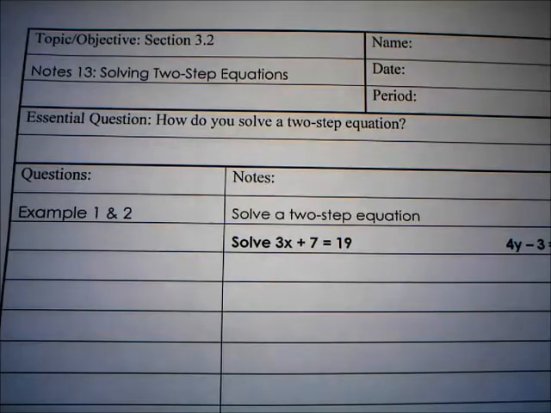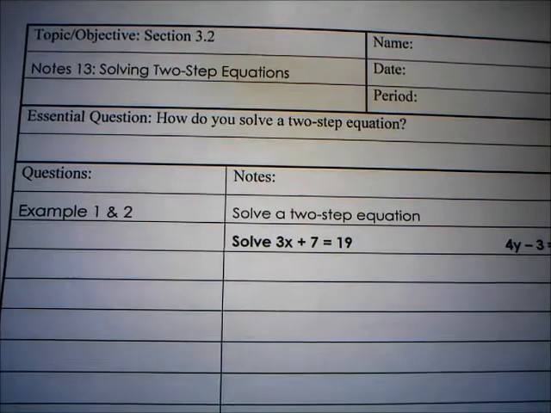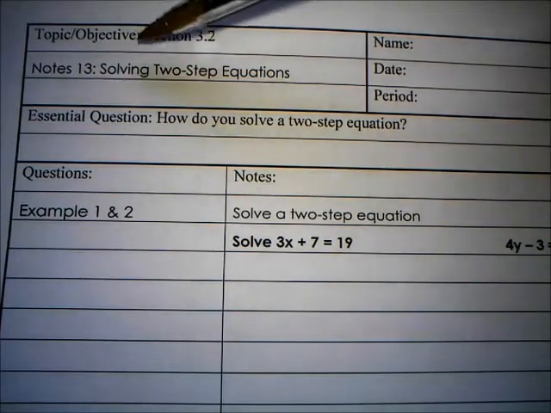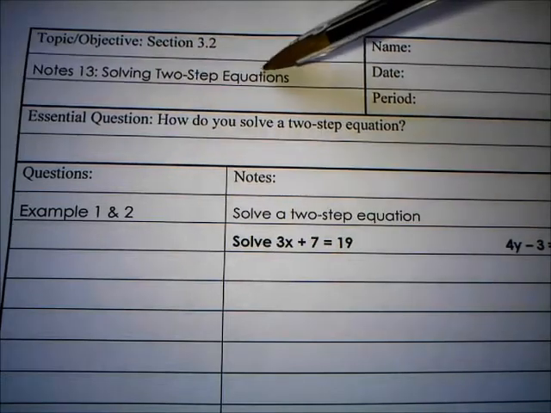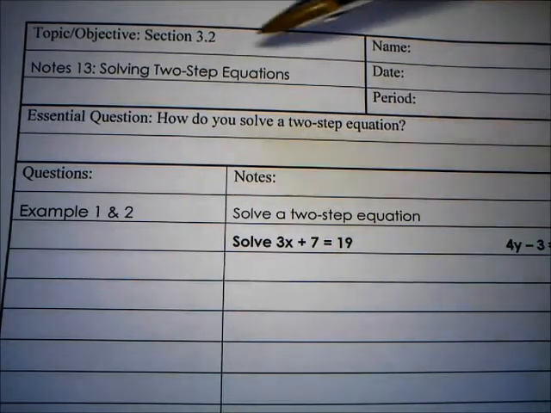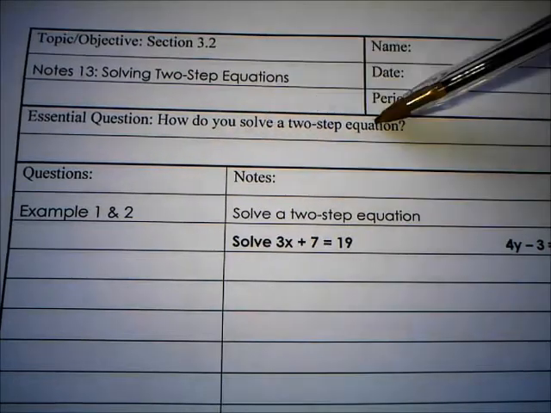Okay, here we go with algebra. This is section 3.2 in the book, if you have one. It's notes 13. It says solving two-step equations. Make sure you put your name, date, and class period. And then your essential question is, how do you solve a two-step equation? And basically how to do that is do the inverse operation twice.